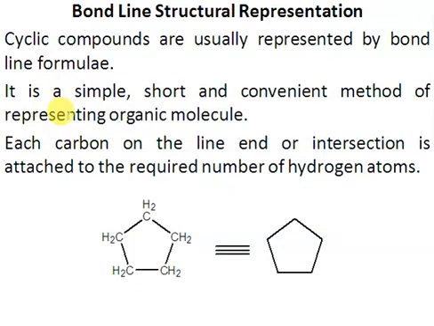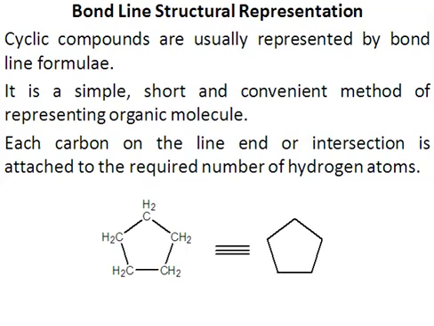Cyclic compounds, which previously could not be represented by condensed formula, are easily represented by bond line formula. So you can see this is a bond line formula for cyclopentane. You can see this is CH2 here, CH2 here, CH2 here, CH2 here, CH2 here, right? So all of these are CH2 in the form of a 5-membered ring. When we write the bond line formula for it, we just eliminate all of the carbons and all of the hydrogens, right?